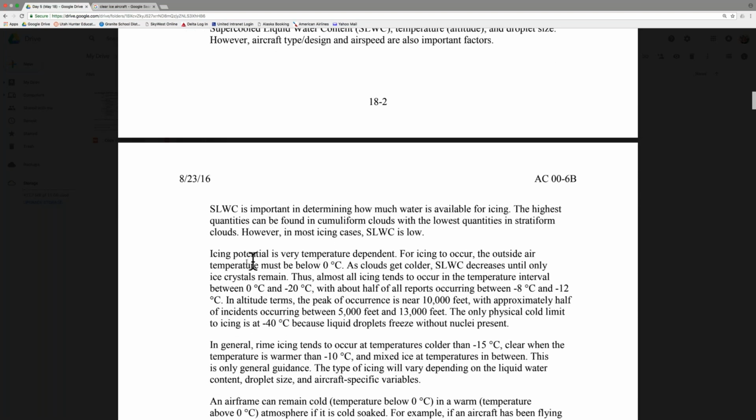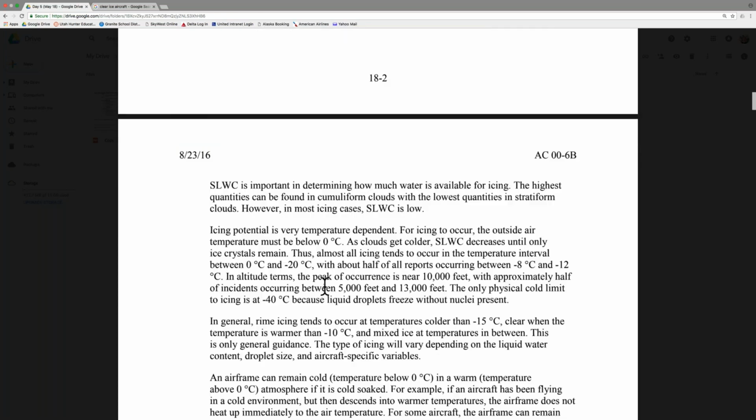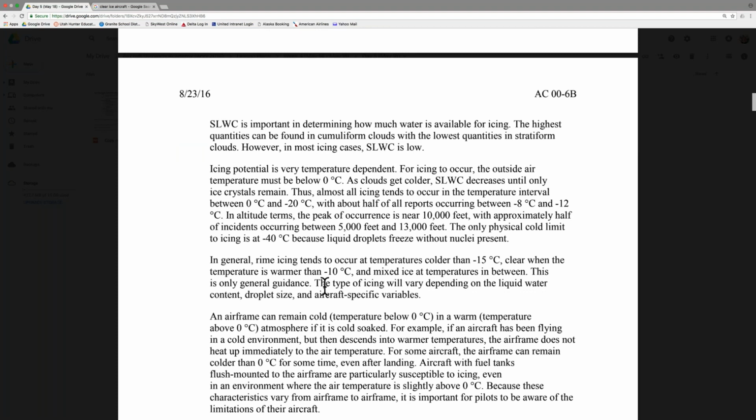So for icing to occur, the outside air temperature must be 0 degrees Celsius, which is not what we play by in dispatch. In dispatch, what constitutes icing conditions?